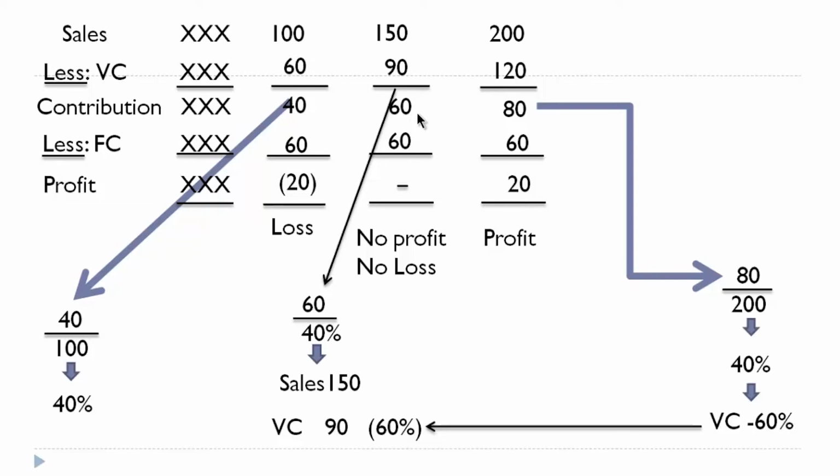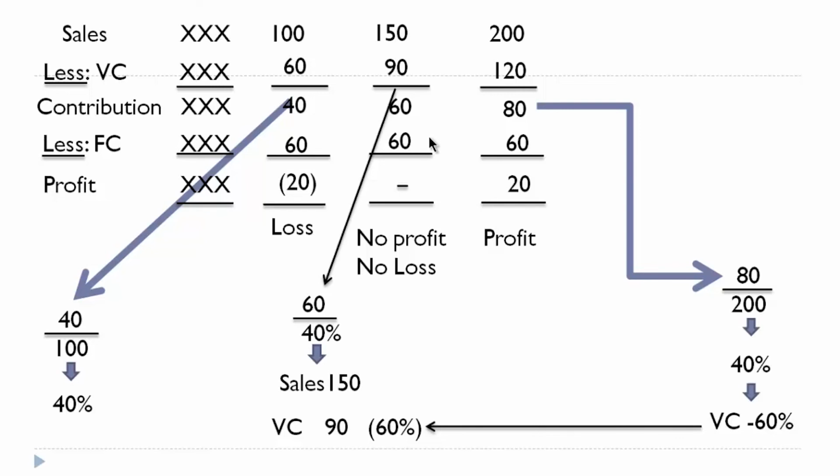But why all this fundas? Why? What is that we are trying to find out here? The point of sales at which there is no profit or no loss. And how we were able to find out that? We were able to find out by identifying the contribution percentage. So understand the point at which the contribution is equal to fixed cost. The point at which the contribution is equal to fixed cost is a point for break even.